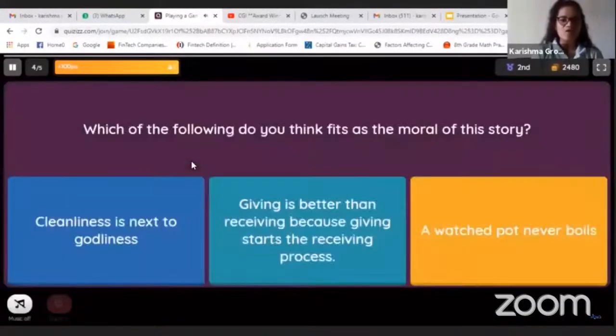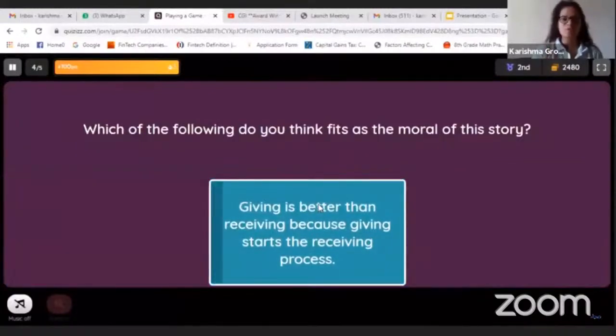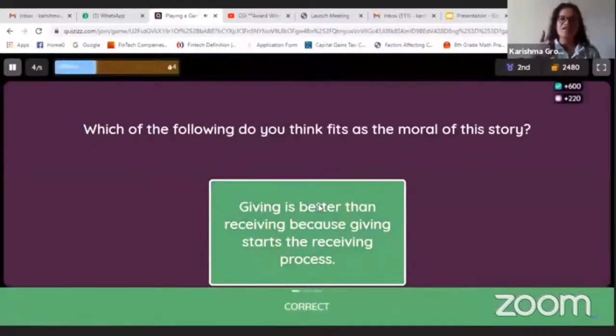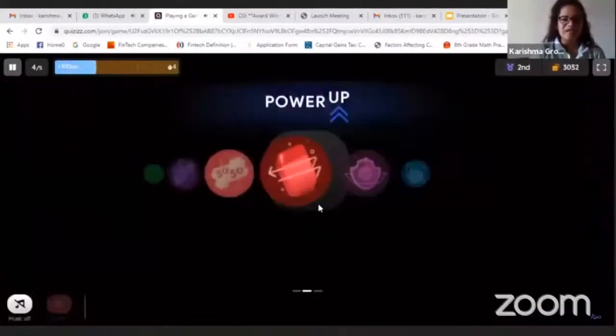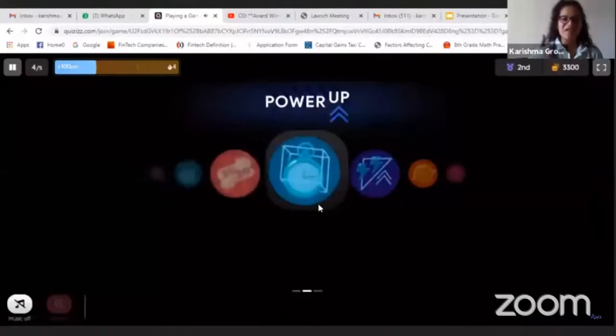Okay. Which of the following do you think fits as the moral of the story? Cleanliness is next to godliness. Did we see any cleanliness? No. Giving is better than receiving because giving starts the receiving process. That's what happened, right? When the fox helped the mouse, the mouse made sure that he helped the fox. Yes? Or a watched pot never boils? No. So the answer is option two. Very good, everyone. Okay, we got a power up. That's good. Yay.